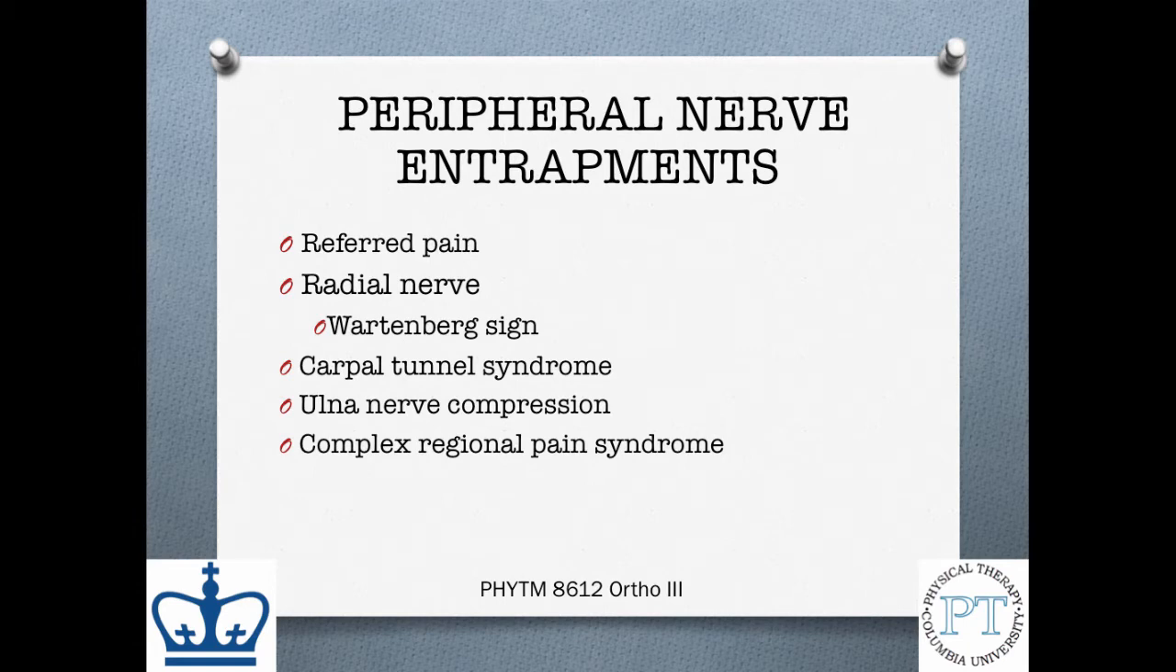Carpal tunnel syndrome, the most common peripheral nerve entrapment of the upper extremity, is compression of the median nerve as it travels through the carpal tunnel. Ulnar nerve compression, while not as common in the wrist, can occur as the ulnar nerve goes through Guyon's canal, which is a pseudo tunnel that is formed between the pisiform and the hook of the hamate, and the ulnar nerve and artery pass underneath that. Additionally, in this region, we have complex regional pain syndrome, otherwise known as reflex sympathetic dystrophy.